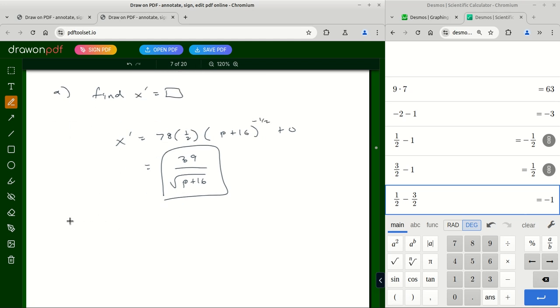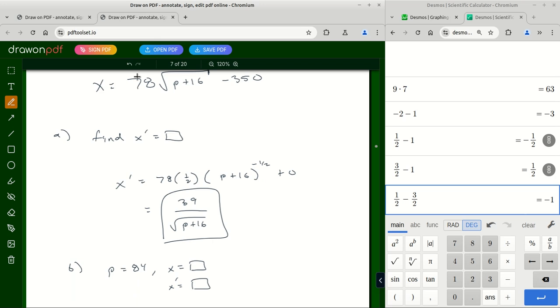And then part B says P is equal to 84, find X prime. So this is where the 350 got me in trouble, because I just didn't look high enough. I had thought it said equal to 0. So, no. It's all part of there, of course. So I need to plug it in. This is just a plug it in problem. So 78 square root of the 84 plus the 16, and then minus the 350. Got to do that part.